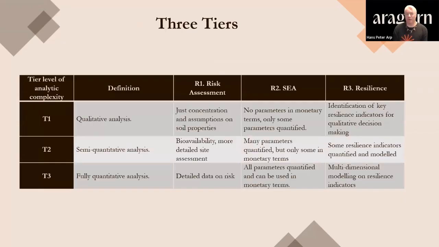By our tiered approach, we see that for all three of these frameworks, there are various levels of complexity we can take. With contaminated sites, it's not necessarily required to get to the same level of high quality data. A lot of things can be done at a simpler level, and some things at a more complex level. So we do have these three tiers. Tier one is the qualitative analysis, tier two semi-quantitative, and tier three quantitative. And we take this approach through all our frameworks.